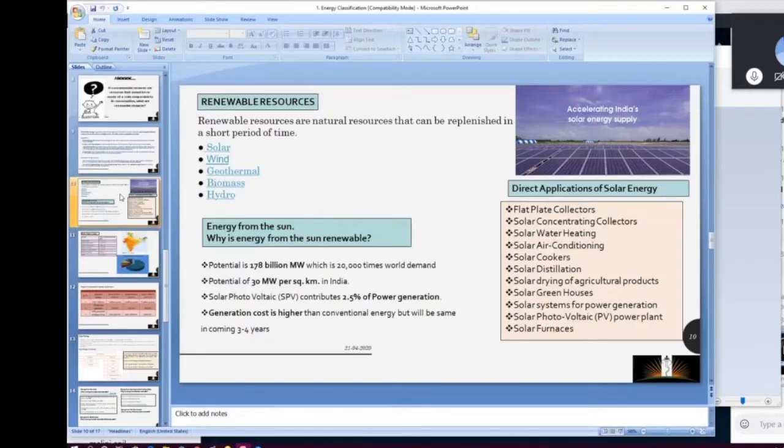Next comes geothermal. Geothermal is energy where the heat of the earth is basically used for generating energy. That's why it's called geothermal. Geo is earth, thermal is heat. So let's check a video.